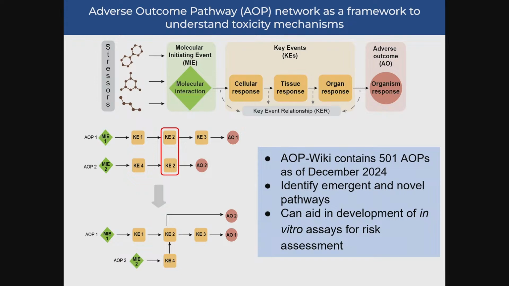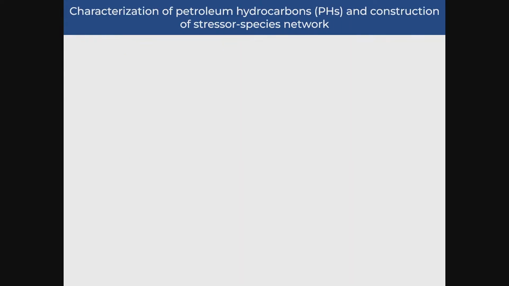And they also help in development of various different in vitro assays. These AOPs are stored in a repository called the AOP Wiki, and as of 2024 there are 501 AOPs within this particular repository. Let me talk about the chemical group of interest here.